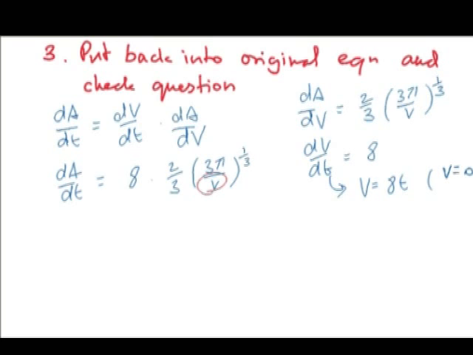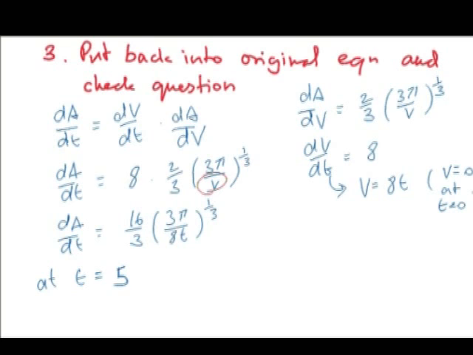So, simply sub V for 8t, and you'll get this: 3 pi on 8t, all to the power of a third. There's ways to simplify this, of course, but that's not what we're interested in. We want to find what happens at t equals 5. And so at t equals 5, dA/dt equals 16 on 3, times 3 pi on 40, to the power of a third. And yeah, that's going to be your final answer.